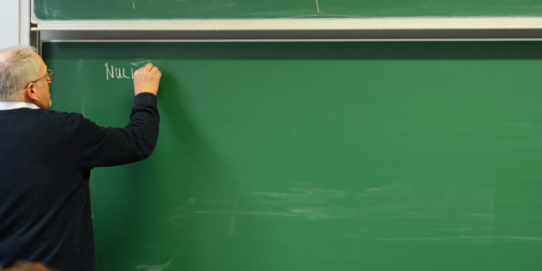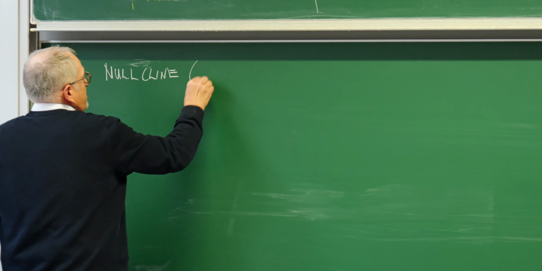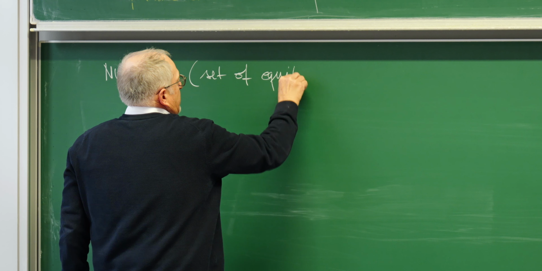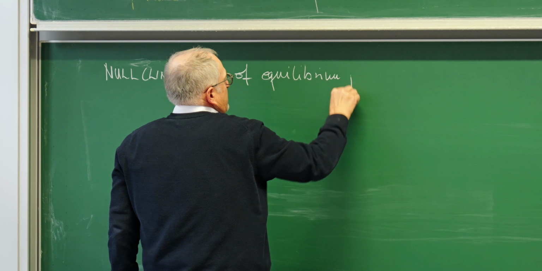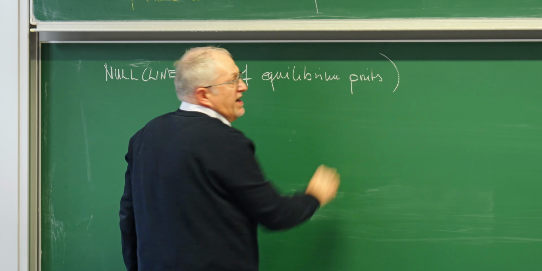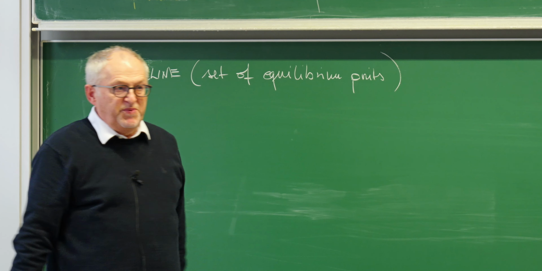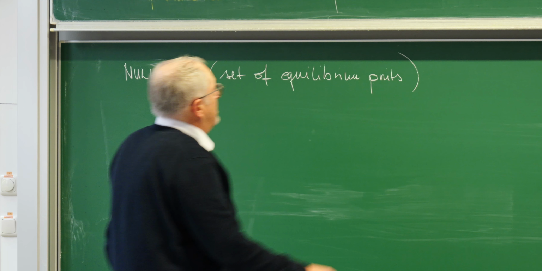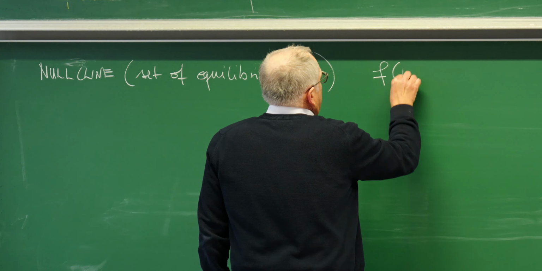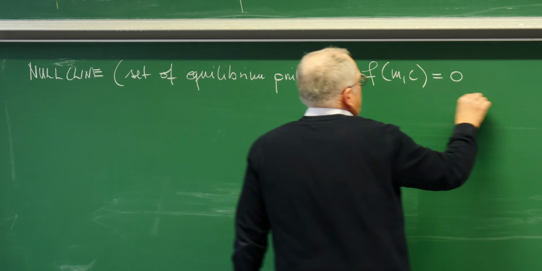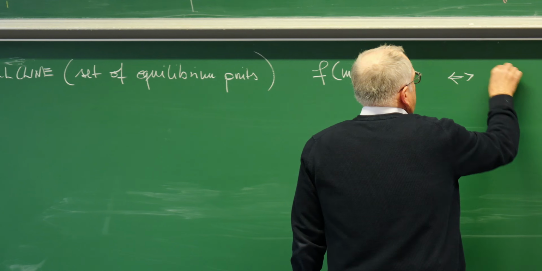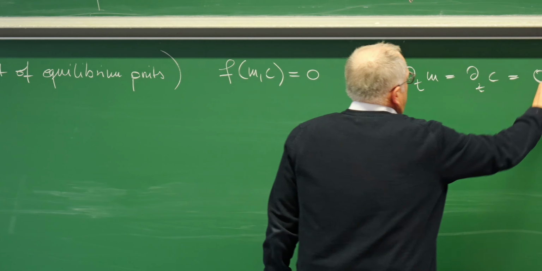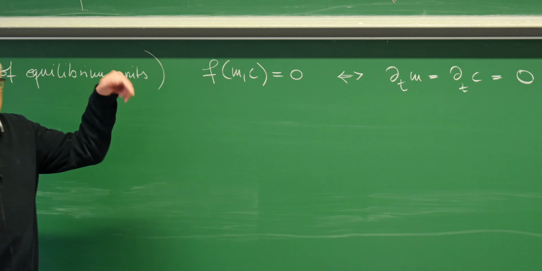It's just the set of equilibrium points, in the very same way as before we had the surface of equilibria for our Ginzburg-Landau problem. And that's f of m, c equal to 0, and that just means that we are at a fixed point, where d_t m and d_t c are both 0. So it's a line of fixed points.